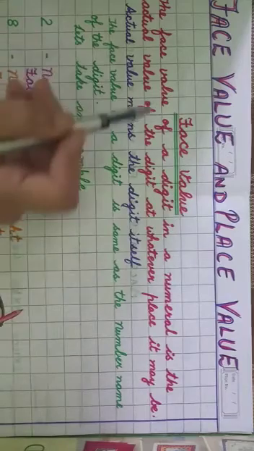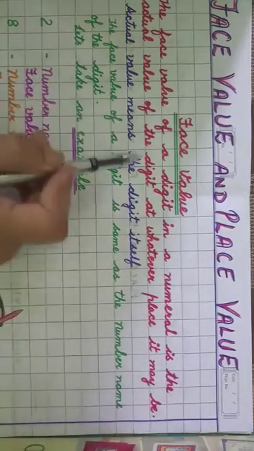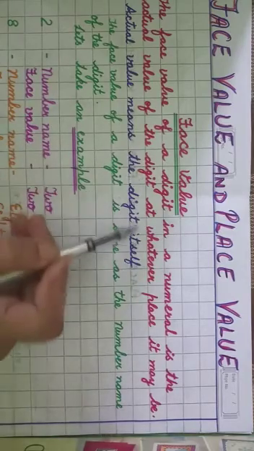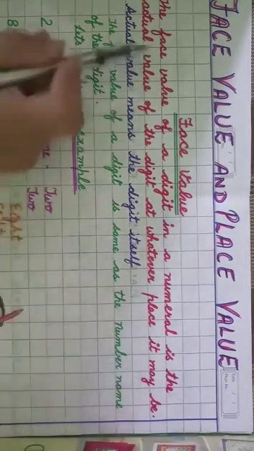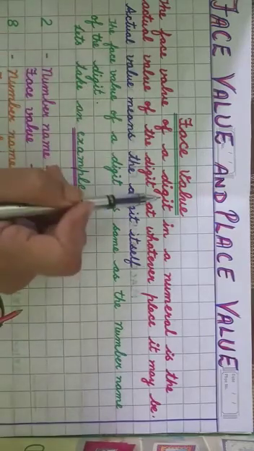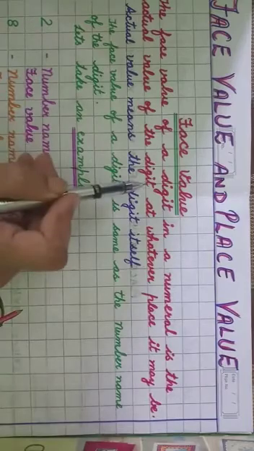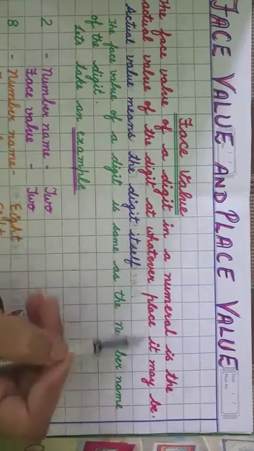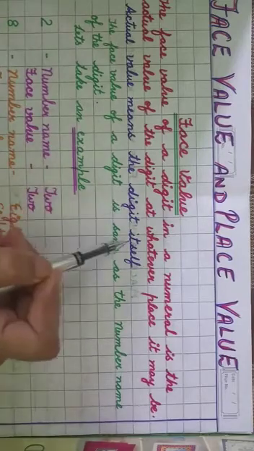The face value of a digit in a numeral is the actual value of the digit at whatever place it may be. I repeat, the face value of a digit in a numeral is the actual value of the digit at whatever place it may be. Actual value means the digit itself.